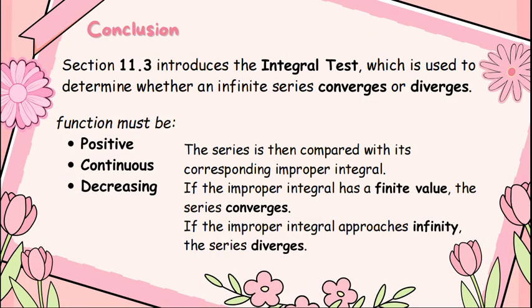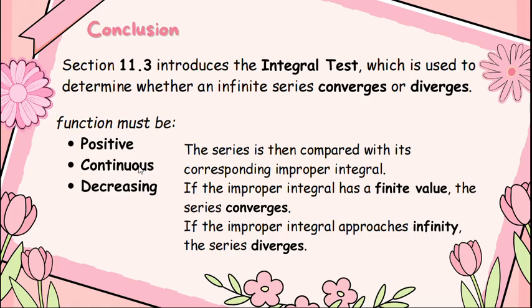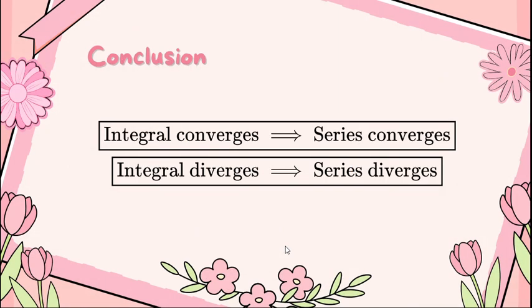So, in conclusion, section 11.3 introduces the integral test, which is used to determine whether an infinite series converges or diverges. In performing the integral test, the function must be positive, continuous, and decreasing. The series is then compared with its corresponding improper integral. If the improper integral has a finite value, the series converges. And if it approaches infinity, it diverges. So it simply means that if the integral converges, the series also converges, and if the integral diverges, the series also diverges.